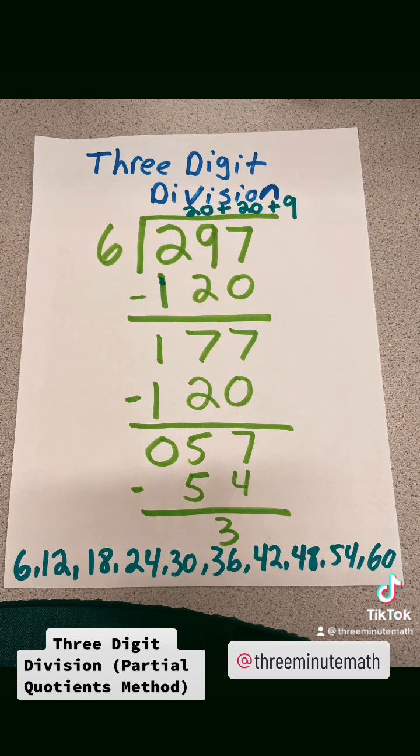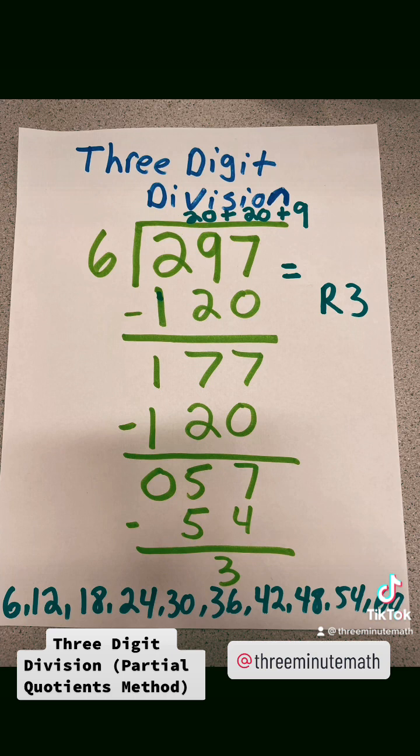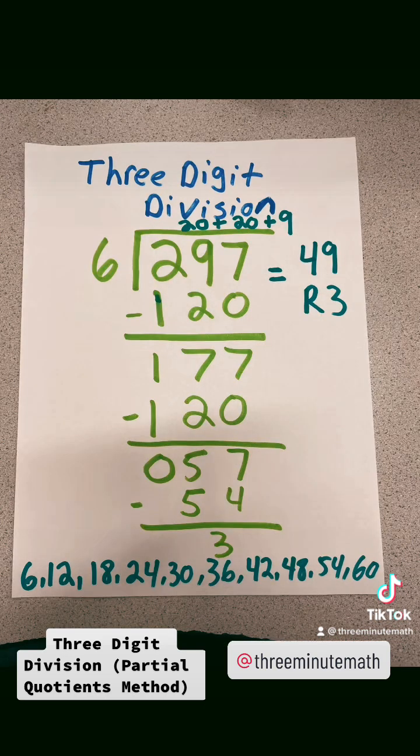I will ask myself one more time, how many times does 6 go into 3? Well, the answer is 0 times. Therefore, that 3 is a remainder. Final step, I add all my partial quotients up to figure out my final answer. 297 divided by 6 equals 49, remainder of 3.